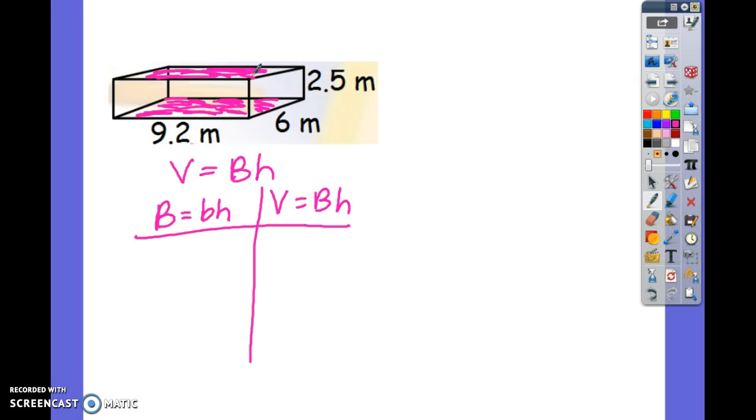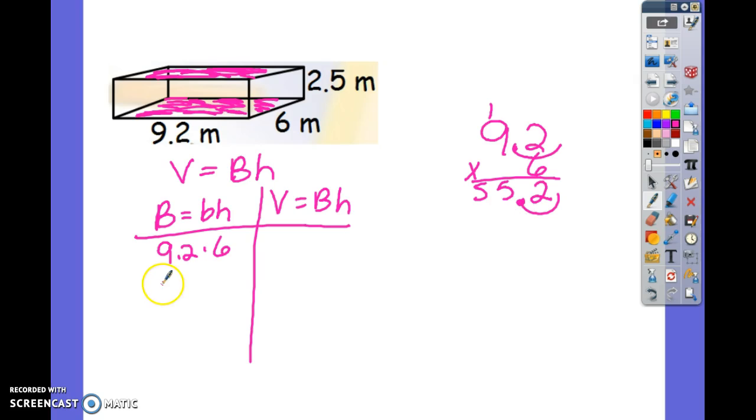We are going to use the dimensions for our base, 9 2/10 times 6. So we are going to need to go off to the side and do that multiplication. 9 2/10 times 6. 6 times 2 is 12, carry the 1. 6 times 9 is 54, plus 1 is 55. Need to count my decimal places. I had to move the decimal out one, so I need to move it in one. So I get 55 2/10 for the area of the base.